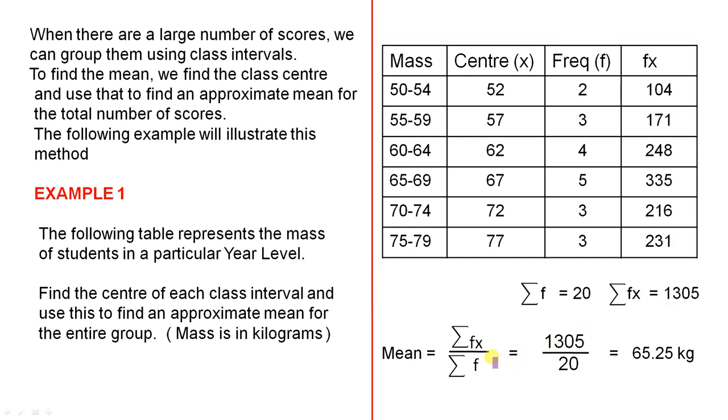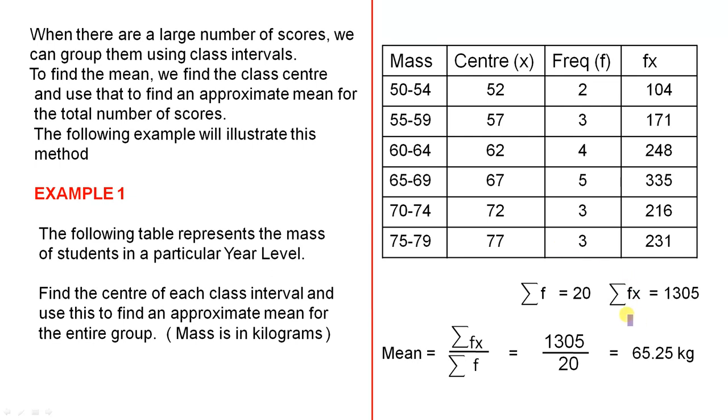The previous video, which showed us how to find the mean from a table, tells us that the mean is the sum of the fx column over the sum of f, which is 1305 over 20, which is 65.25 kilograms. So that is the approximate mean for the whole group.